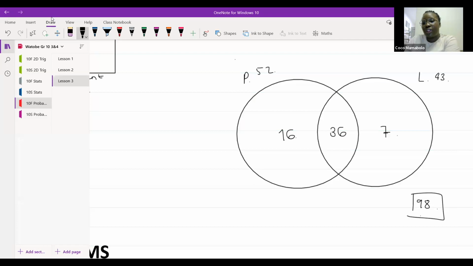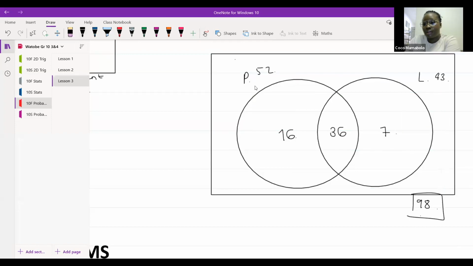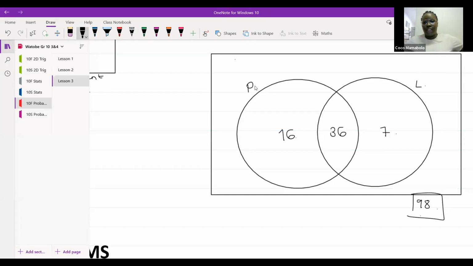But now if we count all of these students together, 16 plus 36 plus 7 gives us how much? Nowhere close to 98. So what do we know about all the other students? They don't take any of the subjects, so they'd be on the outside. Beautiful. This is physics. This is life science. How many kids would be on the outside? Let's count it. You just have to do x plus 98 minus, and the answer is 46. Correct. So we know that there are 46 students.